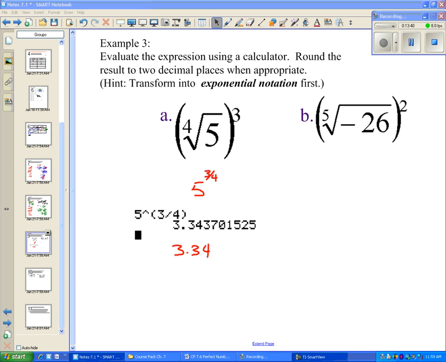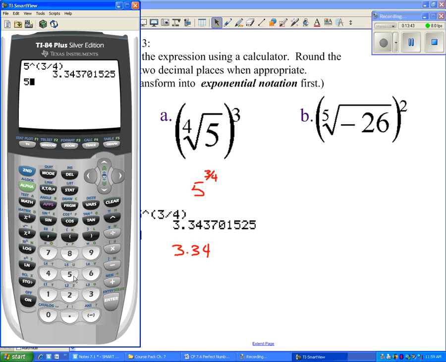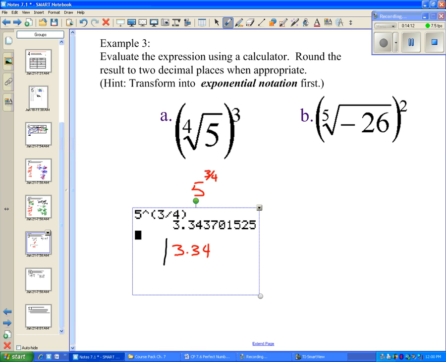Now, what if I forgot those parentheses? What would it look like? Well, if I did 5 to the 3 divided by 4, I get 31.25. Now, that's very different. Why is it different? Because what you're doing is 5 to the 3rd power, finding that answer and dividing that answer by 4. That's not what I want to do. What I want to do instead is take the 4th root of 5 and cube that. When I do that, I get 3.34 when I round to 2 decimal places. Be very careful to use the parentheses.